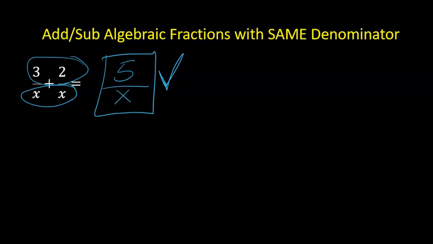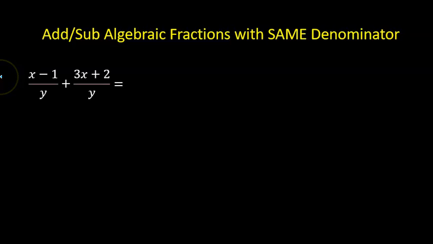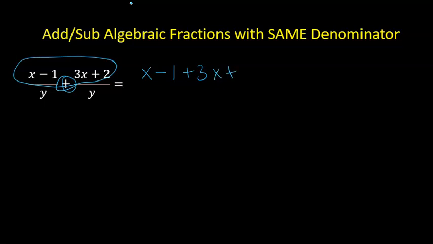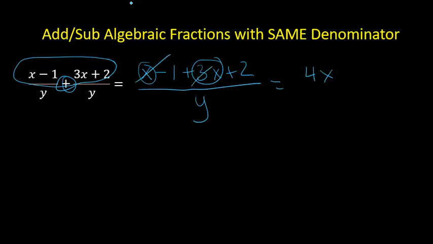Let's see if there's something else. Sometimes it gets a little bit tricky. Like this one. What do I do here? Well, we're going to do x minus 1 plus right here, 3x plus 2. The bottom is going to be a y. Now what do I do with all this stuff up here? Do I factor? Not exactly. We don't factor. We're just going to find all the like terms. I have x plus 3x. What does that give me? It gives me 4x. What about negative 1 plus 2? What does that give me? It gives me positive 1.